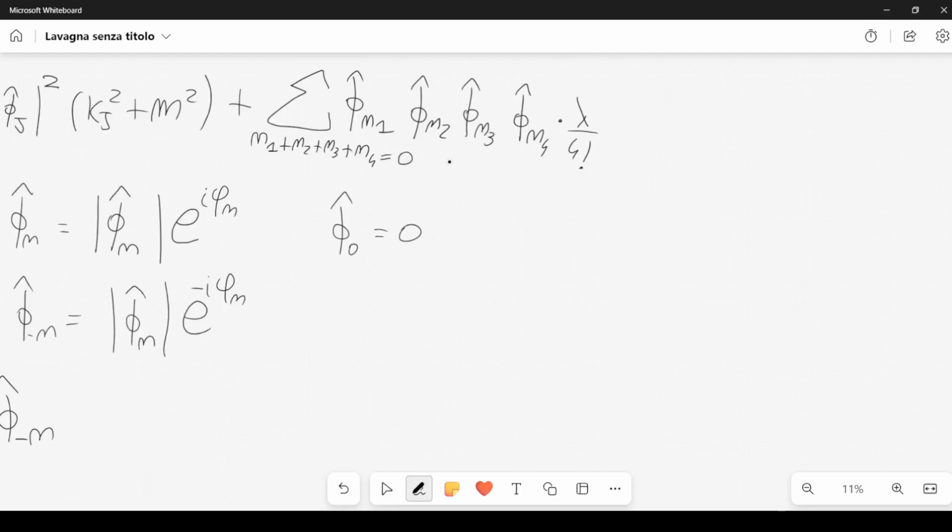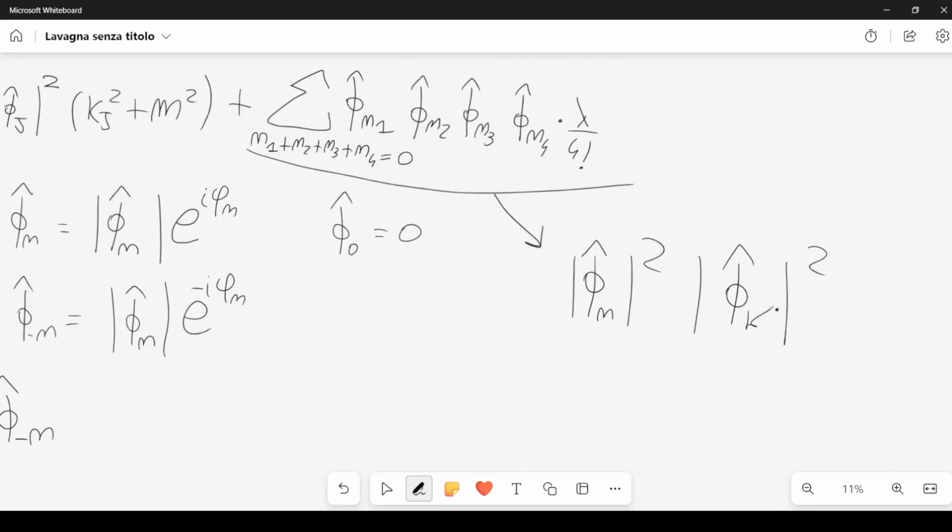And this means that from this condition here, from this summation, we will have to get terms of the following form. So we will have to sum over such terms, mod phi sub n squared times mod phi sub k squared for some values of k and n. For example, phi sub n will be phi hat sub n times phi hat sub minus n. This is exactly the mod of phi sub n squared, and this can also be interpreted as phi hat sub k times phi hat sub minus k.